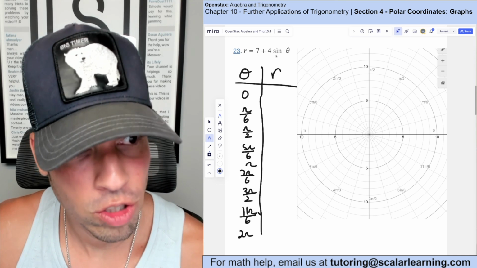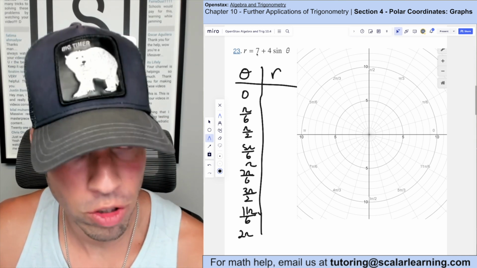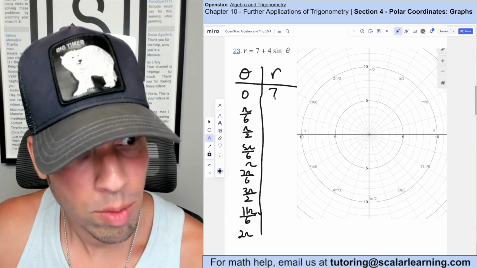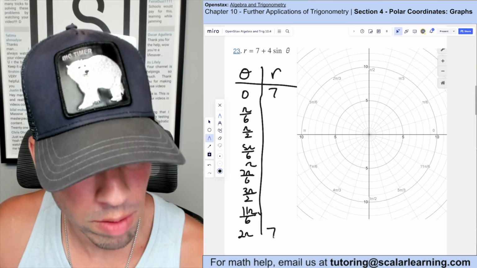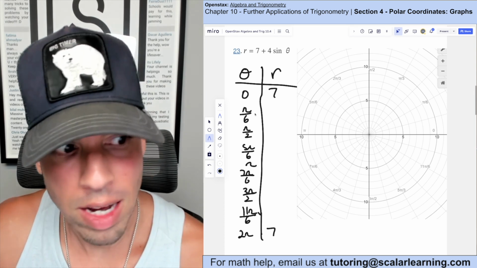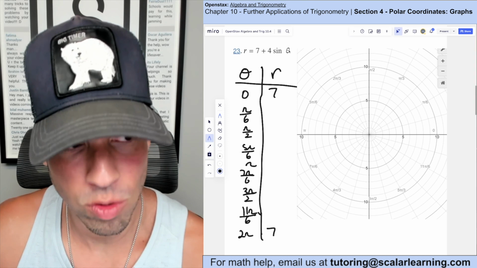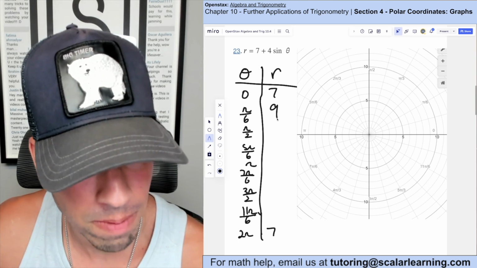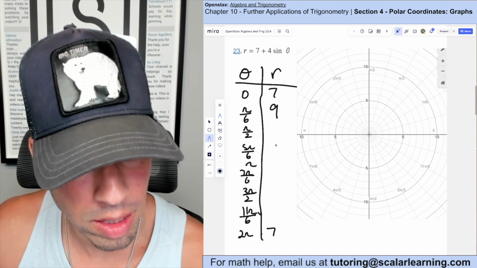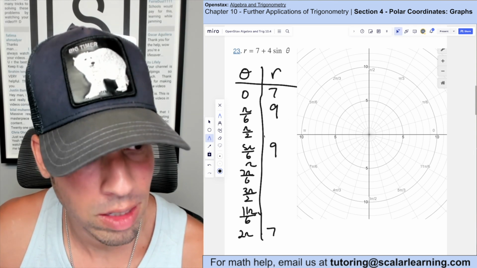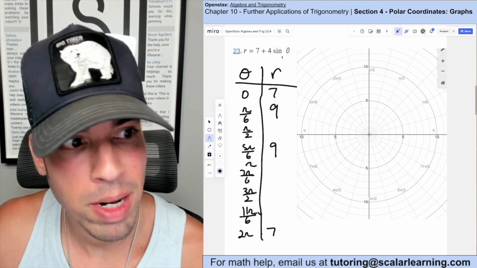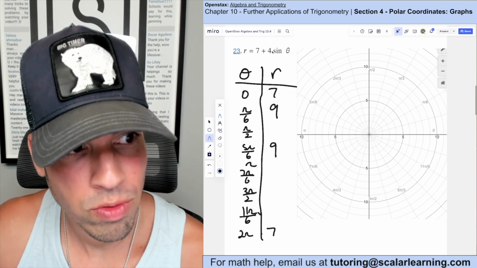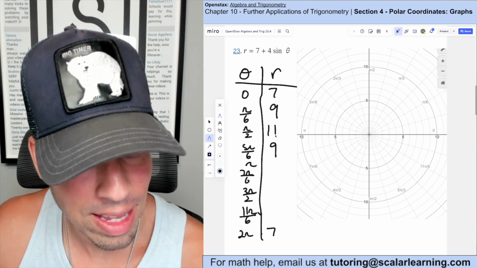So first I plug in 0. Sine of 0 is 0, times 4 is 0, plus 7 is 7. And we're going to have the same result for 2 pi, so we know we have a 7 down there as well. Now for pi/6, sine of pi/6 is 1/2. 4 times 1/2 is 2, plus 7 is 9. So we have the same value here, and then as well for 5 pi/6. Now for pi/2, sine of pi/2 is 1. So 1 times 4 plus 7 is 11.